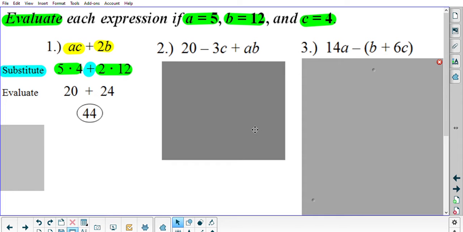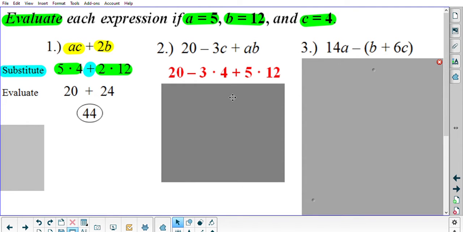All right, I hope you already did number 2 on your own. If not, please hit pause now. Let's go ahead and see how you did. First thing we do is we substitute. 3C is 3 times 4. AB is 5 times 12.